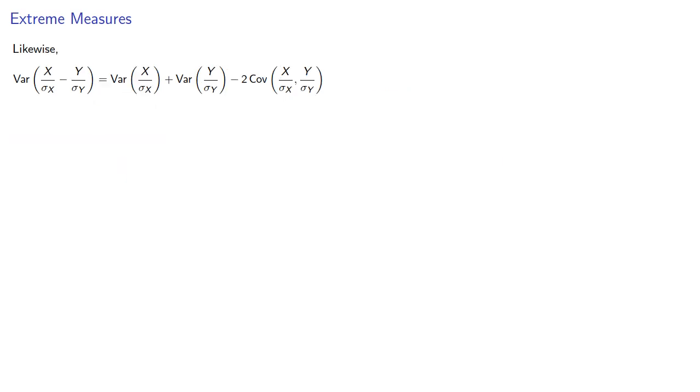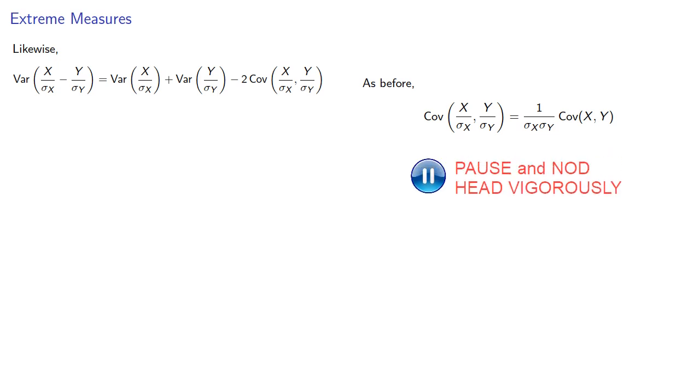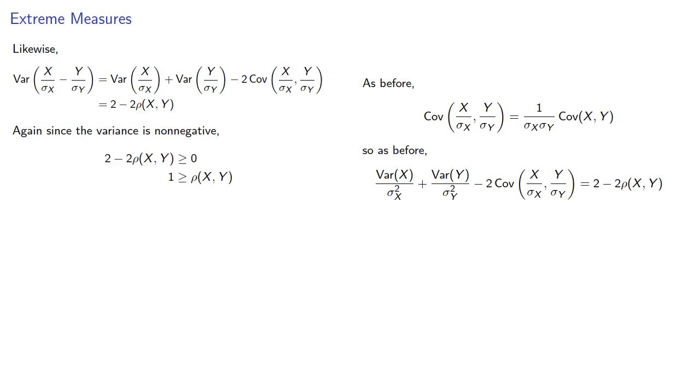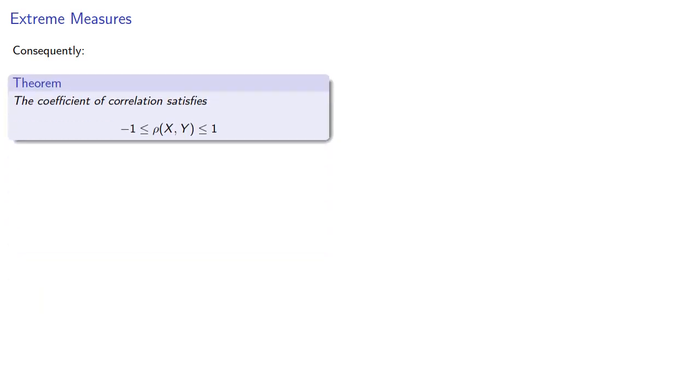Similarly, if we look at the difference, we find as before, the covariance of our ratios is going to be the covariance divided by the product of the standard deviations. And so, as before, this expression is going to be, and again, since the variance must be non-negative, we find, and putting everything together, this tells us that the coefficient of correlation satisfies.